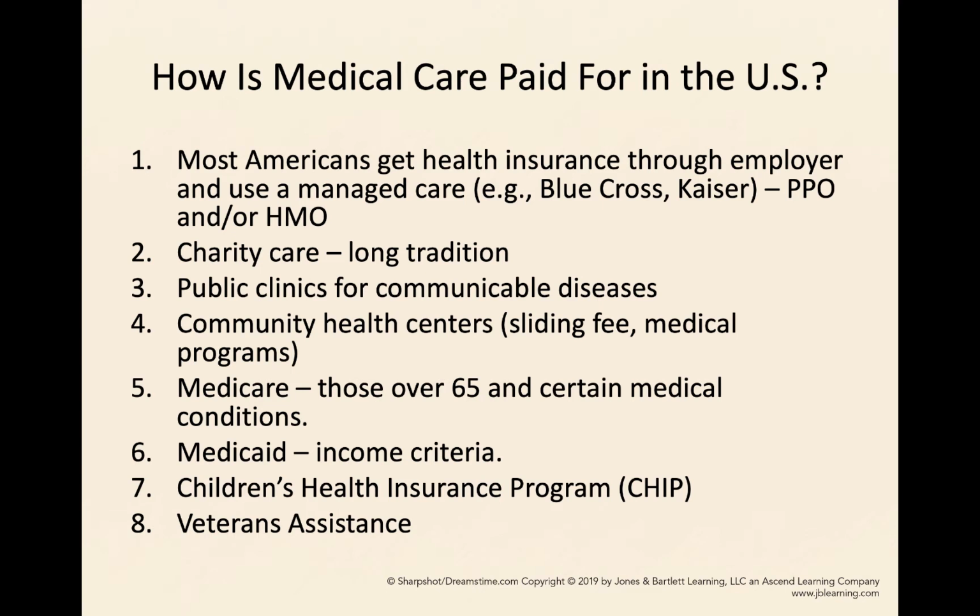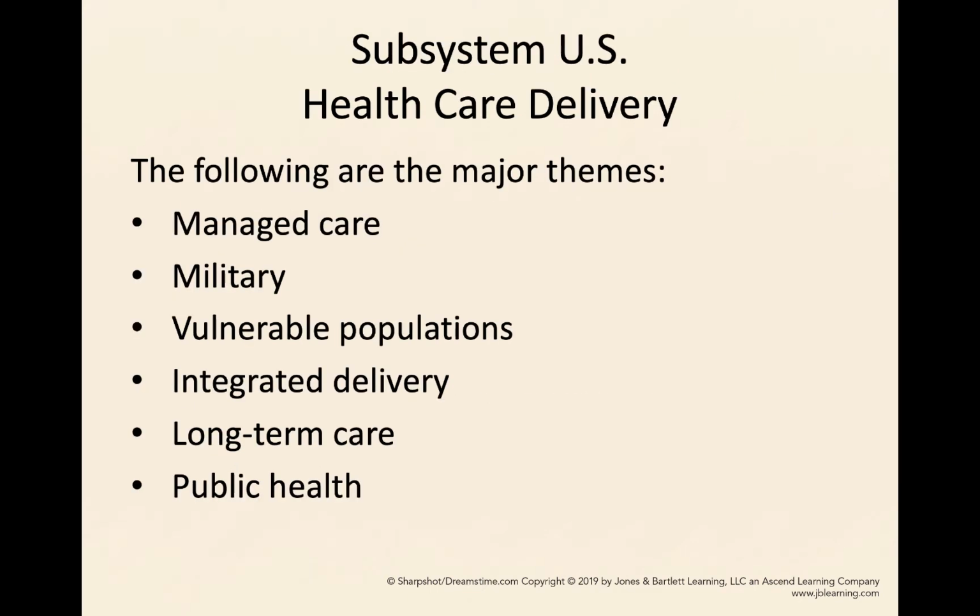And then we have Children's Assistance, the Children's Health Insurance Program called CHIP, or in California, it's called CHDP, California Health Disability Prevention. And then we have Veterans Assistance. So these eight things are how we pay for our healthcare system in the United States.